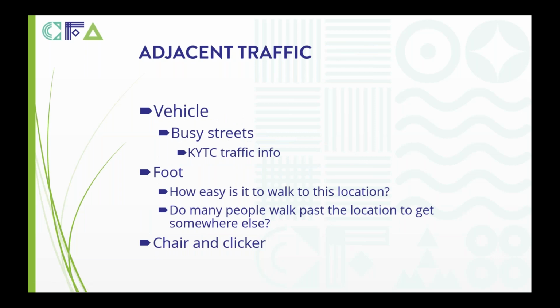So the next thing you want to consider is adjacent traffic, both vehicle and foot traffic. For vehicular traffic, there's a really nice way to find some helpful information, especially around busy streets. You can get an idea of how many cars go through a street. Average annual daily traffic is the statistic you want to keep an eye out for, and I'll show you that in a second.